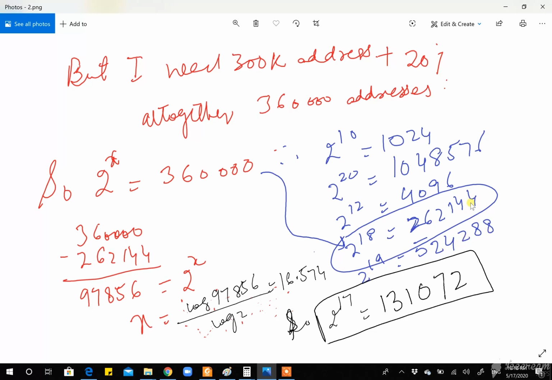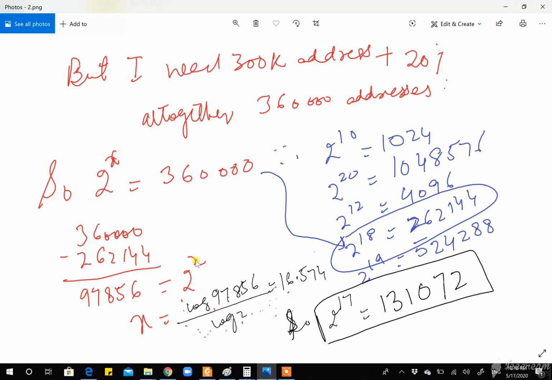Now the problem is that between 2 power 18 and 2 power 19, as we jump to 2 power 19, it shifts to too big a value, more than 360k, so we have to make it less. So 2 power 18 we will take for the moment. Out of that 360k, minus 262,144, I get 97856 as 2 power x.